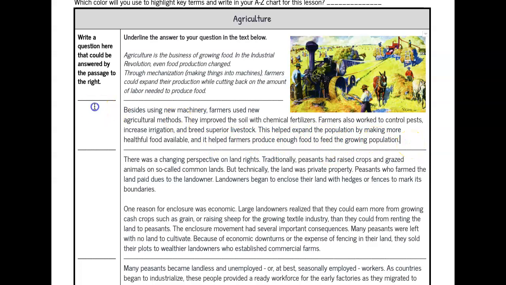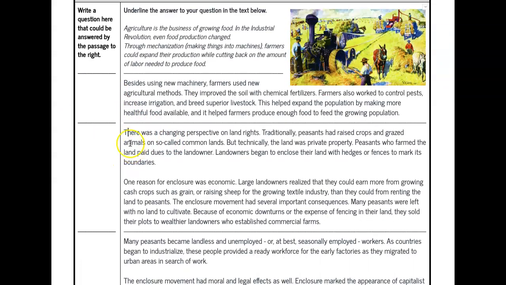You would write a question over here that can be answered by this passage. So maybe think of a fact from this side. Think of how you could frame that into a question, and then write your question here. Pause and do that now. Let's look at the next section.